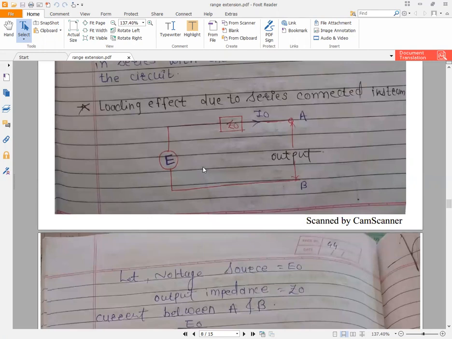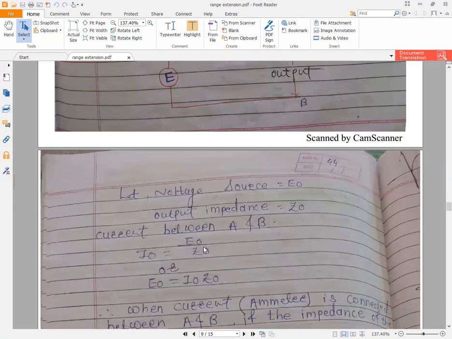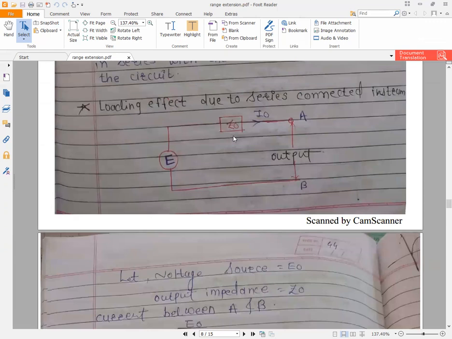Corresponding to this Z0, the current flowing is our I0. So Z0 is our output impedance, and in this the current flowing is our I0. The output is connected between A and B. So in this circuit, we can simply say I0 equals E0 upon Z0, or E0 equals the multiplication of impedance and current, so I0 into Z0.